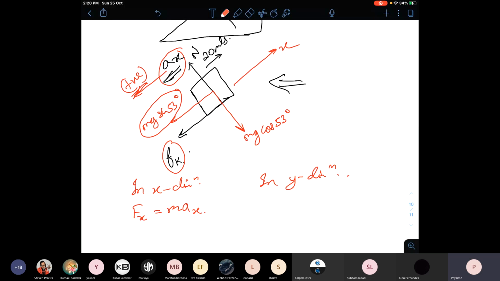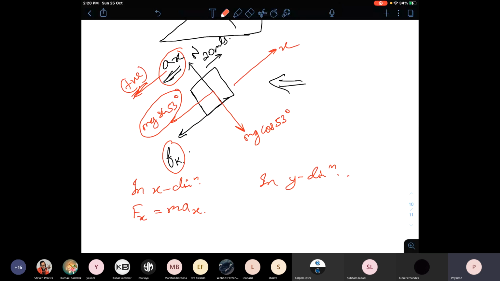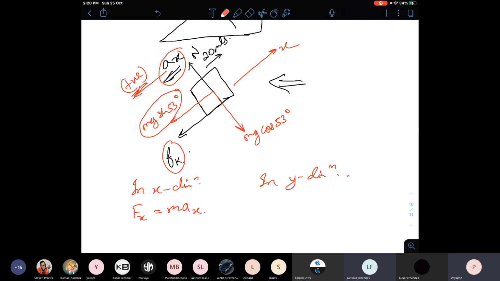How do you get to know the direction of acceleration? You can assume it; it doesn't matter. I assume that acceleration is in the backward direction. You can assume it in the forward direction. You don't have to worry about speed. There is no connection between speed and acceleration, only the equations of motion. There is no connection between the direction of velocity and acceleration, so we can assume acceleration to be in any direction.